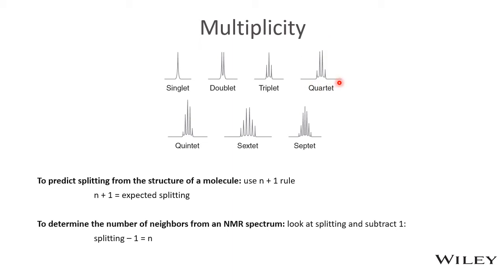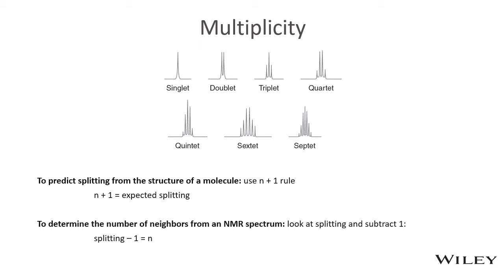Four is called a quartet, and it would represent three neighbors. Five is known as a quintet, which would represent four neighbors. Sextet is when it's split into six, and that would be five neighbors. And finally, we have a septet that would represent a group of hydrogens with six neighbors. Now these are just a few of the examples. It can continue going on, octet, nonet, etc.